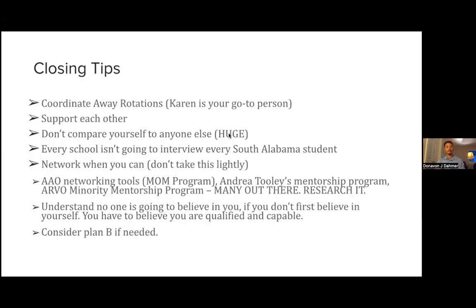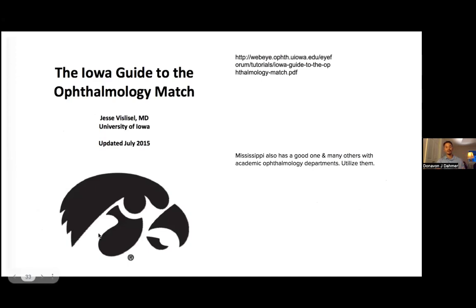And then closing remarks. I would say the biggest thing is don't compare yourself to someone else. You're your own person, just do well, work hard, and understand that you're capable. And yeah, network when you can. Consider a plan B if you need to, but definitely go hard. And then this is a good little guide for other stuff that you may have questions on. Other places also have good ophthalmology examples as well, but obviously I'm biased to Iowa.